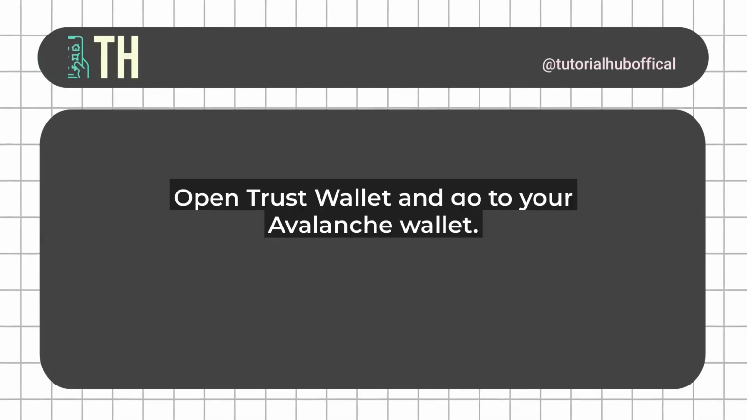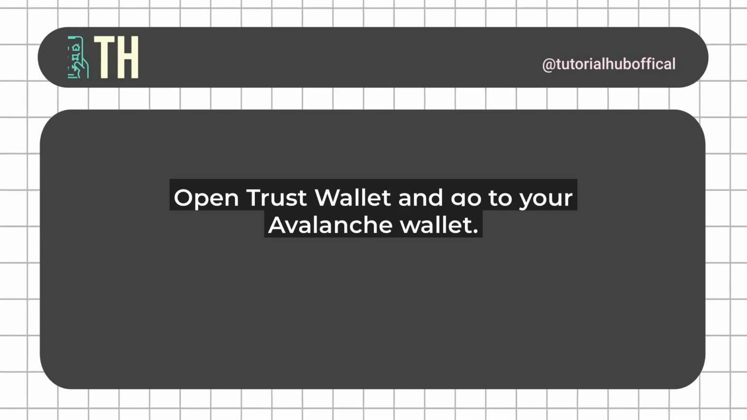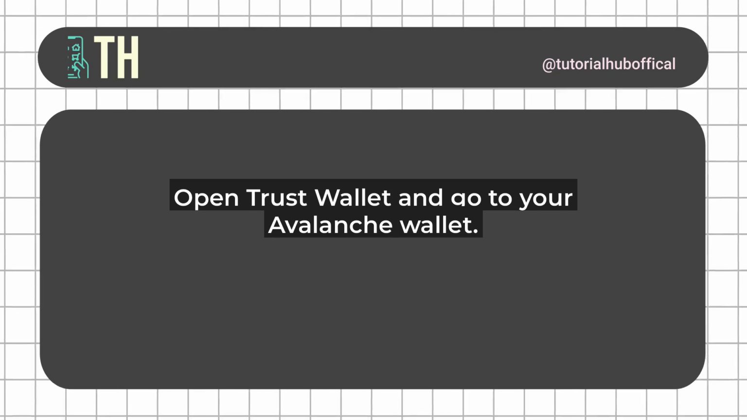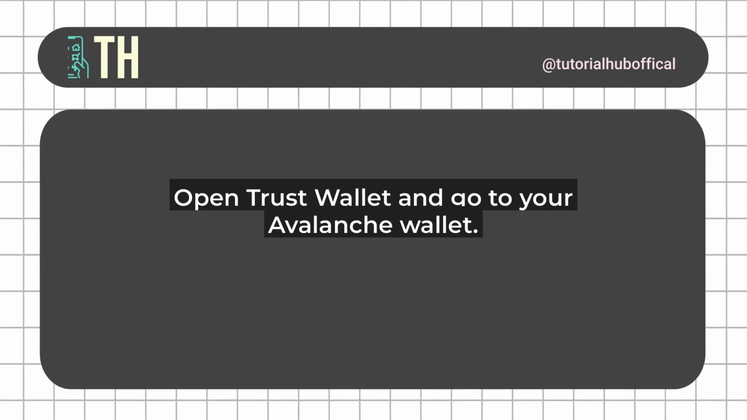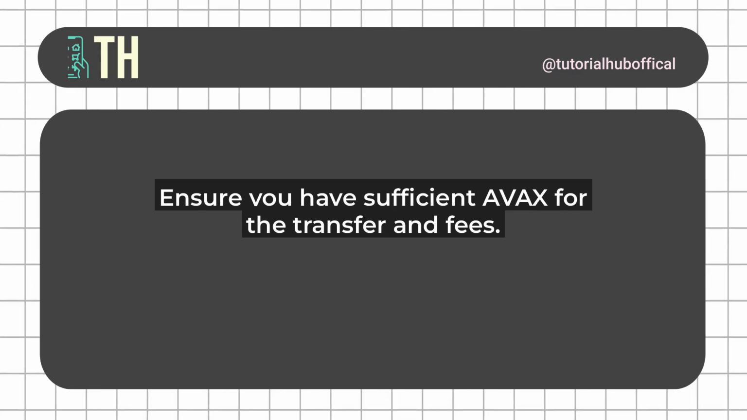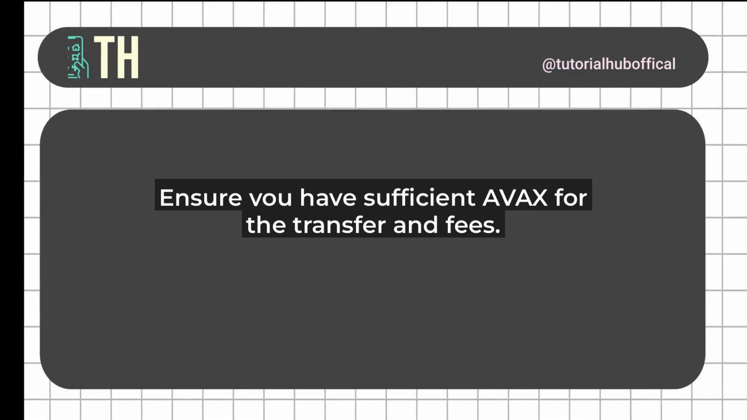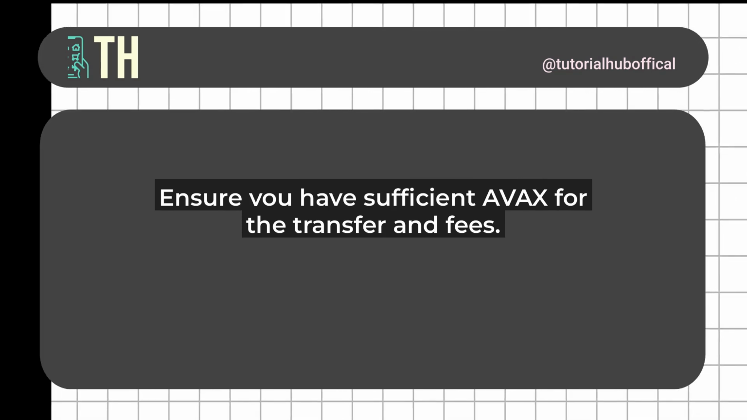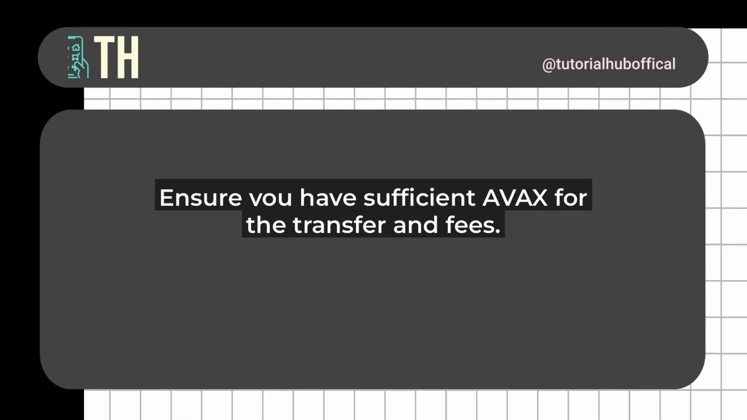If you're diving into the world of crypto in 2025, you know that transferring assets securely is key. Today, we're tackling a straightforward guide on how to send Avalanche from Trust Wallet to Crypto.com. Whether you're a beginner or just need a quick refresher, this step-by-step tutorial will have you transferring tokens like a pro. First things first, make sure you have the Trust Wallet app installed on your device and that your Avalanche tokens are already in your wallet. Also, ensure you have a Crypto.com account set up and ready to receive funds.